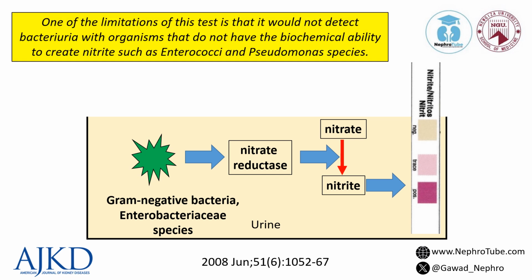One of the limitations of this test is that it will not detect all the types of bacteria or organisms. It wouldn't detect bacteriuria with organisms that don't have the biochemical ability to create nitrite reductase. So any bacteria which is not forming nitrite reductase will give a negative nitrite test. The most common are enterococci and pseudomonas. Both of them are not forming nitrite reductase. So it is more common to be positive with enterobacter species, but it is not common to be positive with enterococci and pseudomonas.